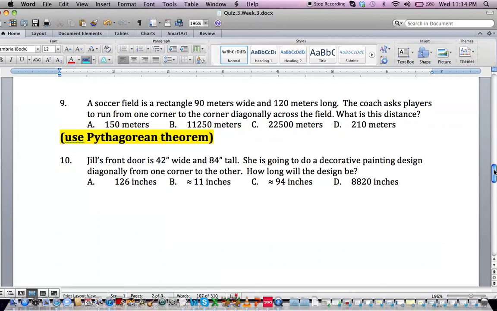And this concludes the quiz for week 3 for our flashback. If you got questions, be sure to raise your hand, okay? Good luck.